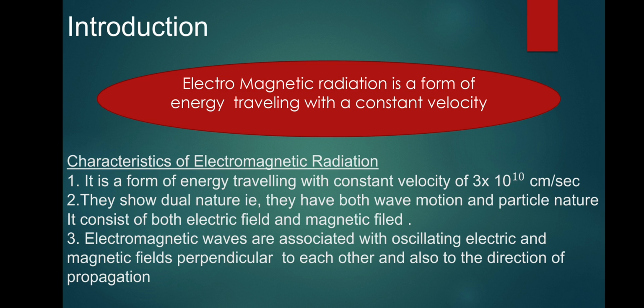So all electromagnetic radiation travels with the same velocity, 3 into 10 to the power 8 meter per second. In the characteristics of electromagnetic radiation, it is a form of energy traveling with a constant velocity. They show dual character or dual nature. That is, they have both wave motion and particle nature. They travel in the form of a wave. That is wave nature. If it is hitting something, it can undergo reflection. That sort of property we call particle nature. Scattering, what does it mean? It's just like bouncing.